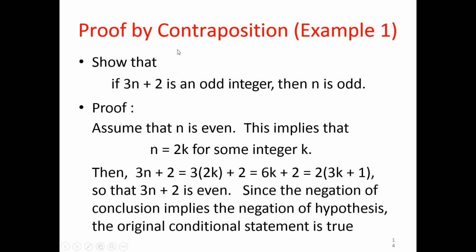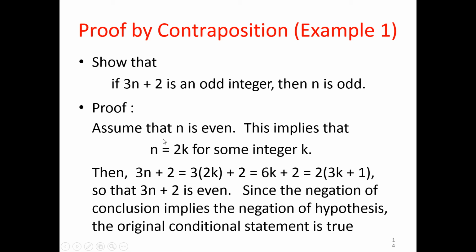So proof by contraposition, example number 1. Show that if 3n plus 2 is an odd integer, then n is odd. Now since we have to prove this by contraposition, we will assume the negation of Q, that is, negation of n is odd. The negation of n is odd is n is even. So let's assume that n is even.